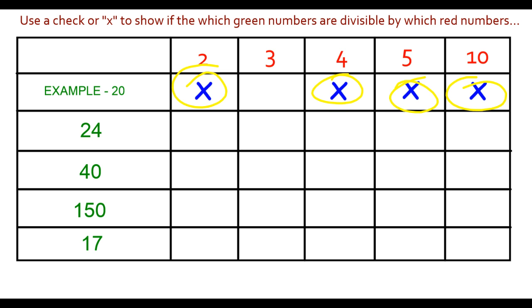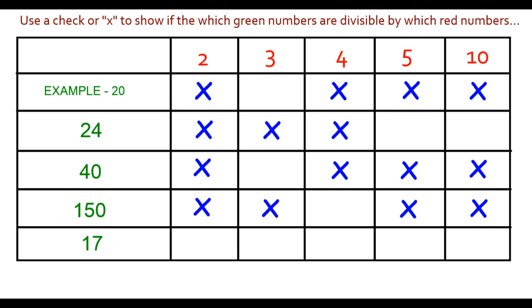So I'm going to switch to the next page now. If you haven't finished it yet, please pause the video and finish it to show you which numbers are divisible by what. And what we can see is that 24 is divisible by 2, 3, and 4, but not 5 and 10. 40 is divisible by everything except 3, much like 20. 150 is divisible by 2, 3, 5, and 10, but not 4. And the row with 17 should be blank because it does not fit any of the divisibility rules.